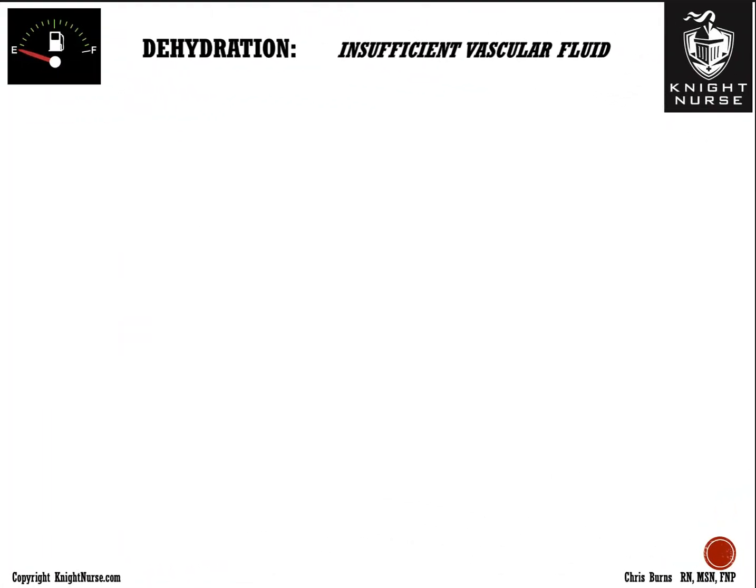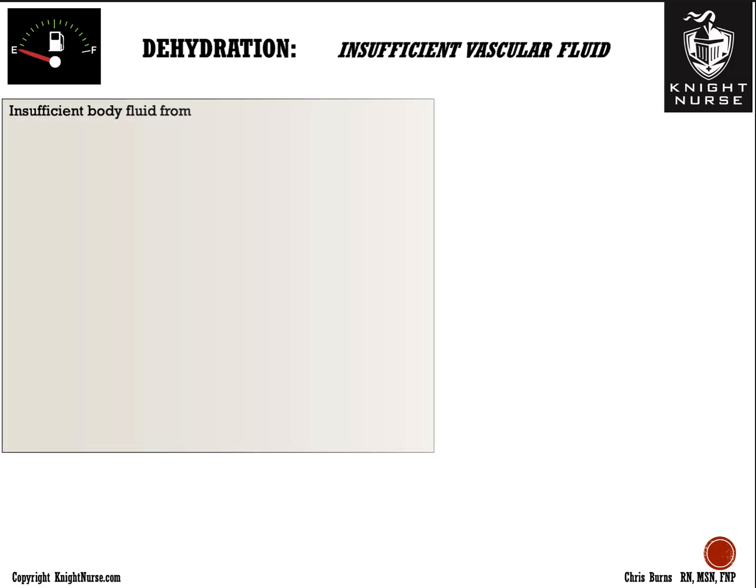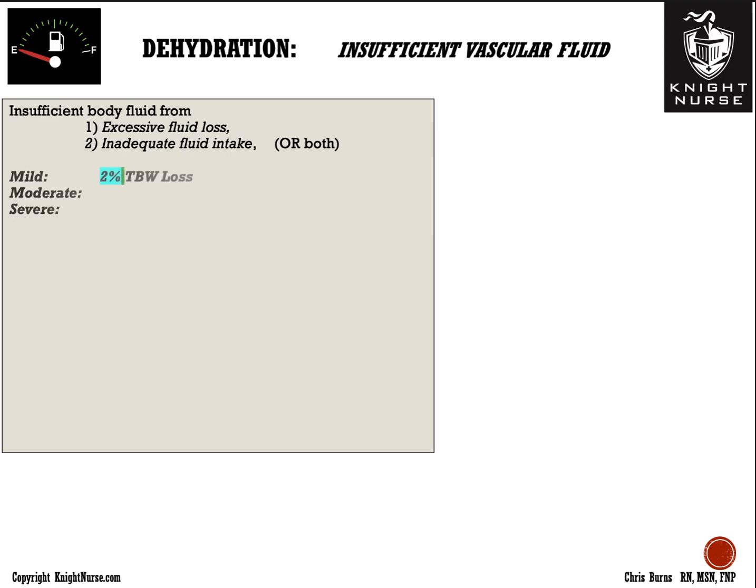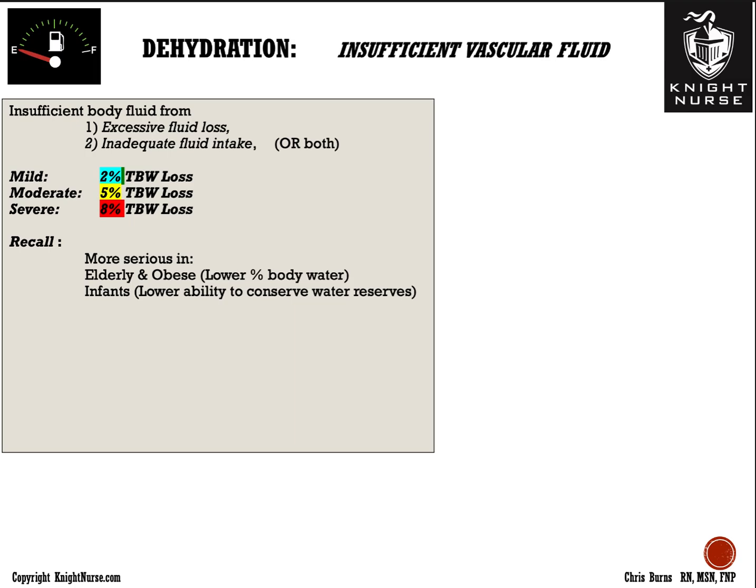Dehydration is the opposite. It's insufficient vascular fluid. Insufficient bodily fluids of dehydration can occur either from excessive loss or inadequate fluid intake, or both can be happening. So mild dehydration is 2% total body loss, moderate is 5%, and severe is 8%. Now recall that dehydration is more serious in the elderly and obese because they have lower percent body water, also in infants because even though they have high body water, they don't know how to conserve it.